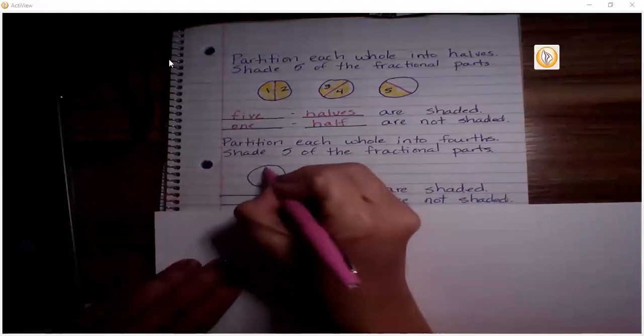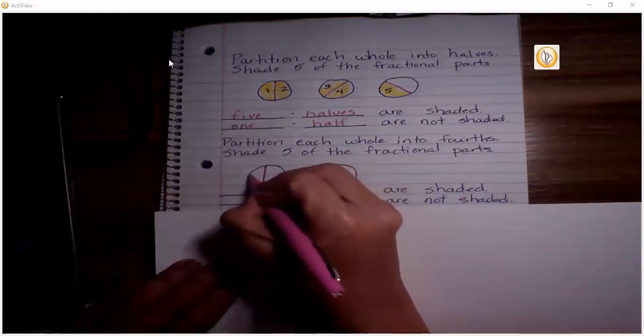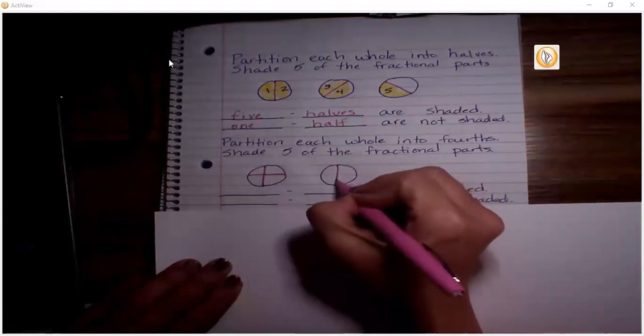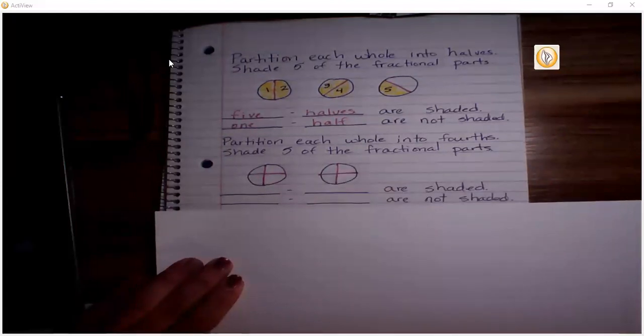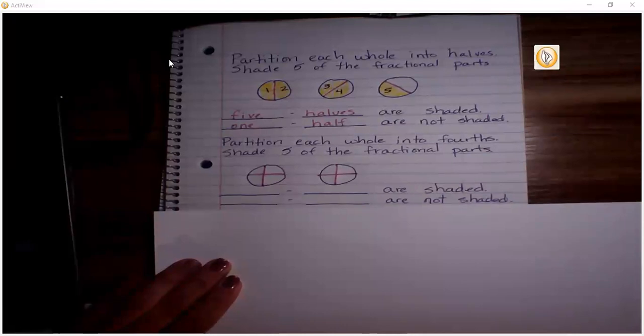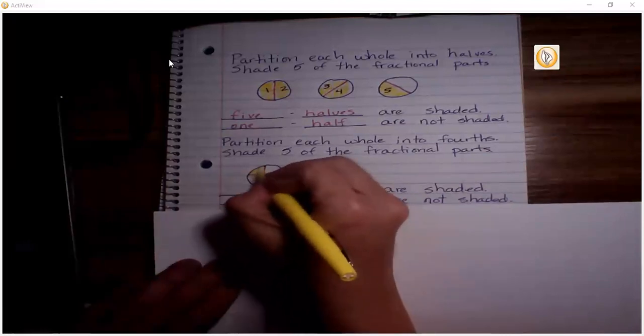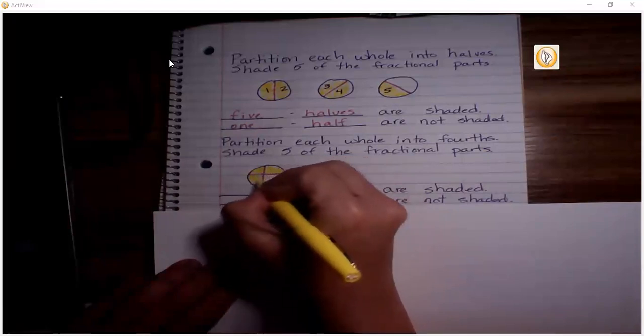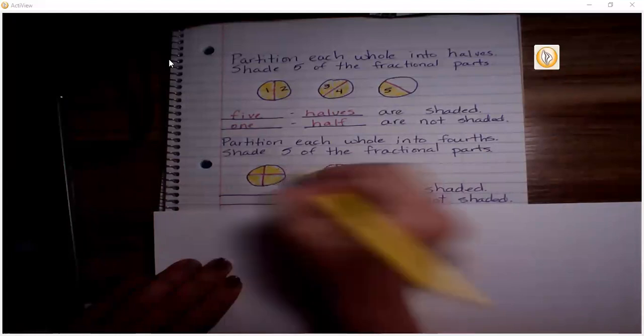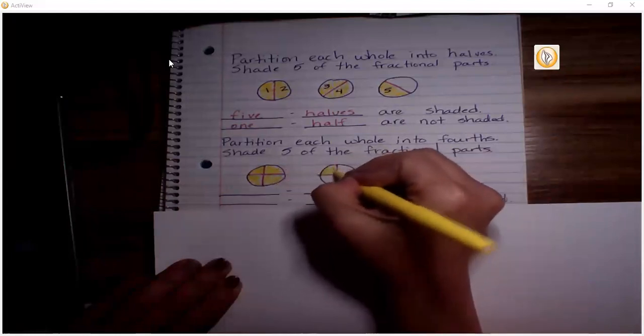Okay, so we're going to partition or cut each whole circle into fourths. So I want to see my circle cut into 4 pieces. And this is just in our notebook, so we know it doesn't have to be perfect. It's for our own personal notes. And now shade 5 of the fractional parts. So let's count as we shade. 1, 2, 3, 4, 5.